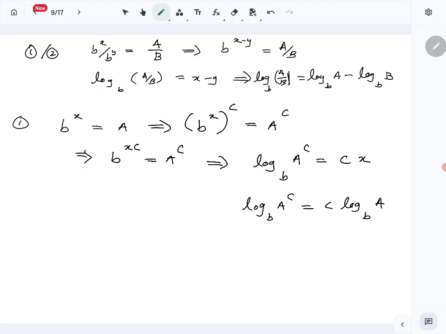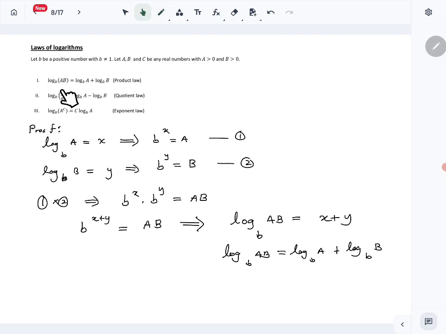So these three laws you should memorize. Remember, any product can be written as a sum. So you can go both ways. Any sum can be written as a product, and any quotient can be written as a difference, or any difference can be written as a quotient. And an exponent inside can be written outside, or any number that is outside can be moved inside into the exponent position, right?